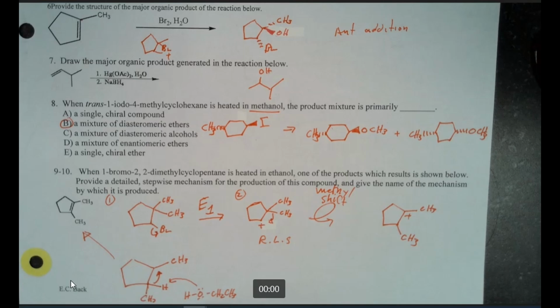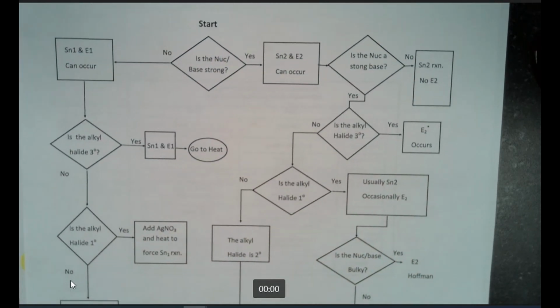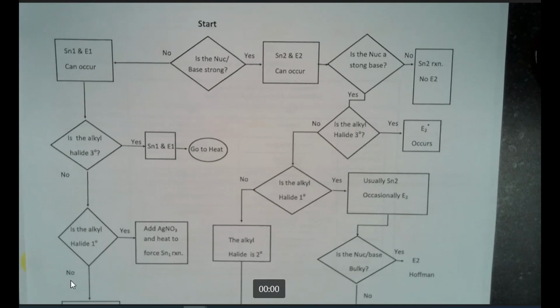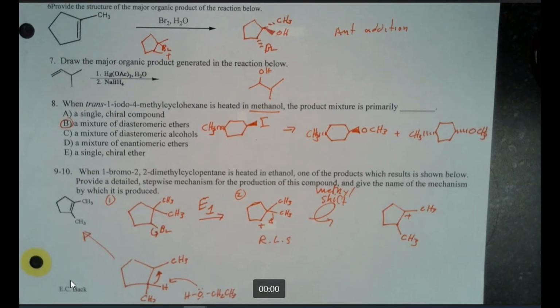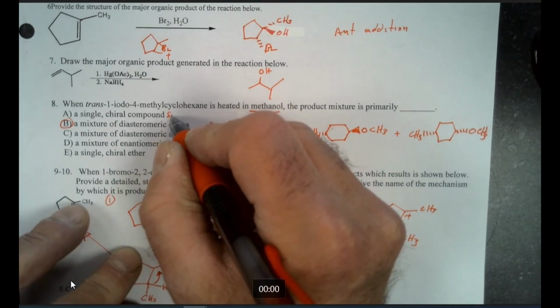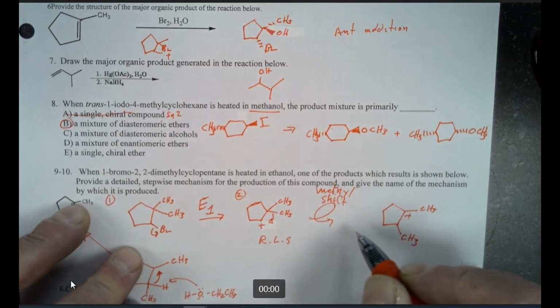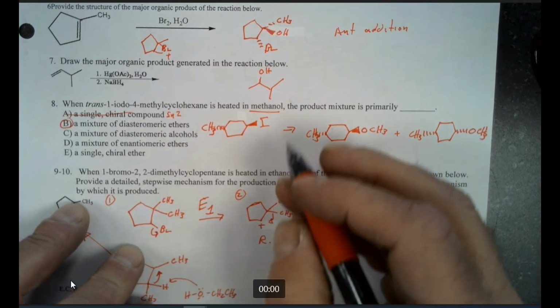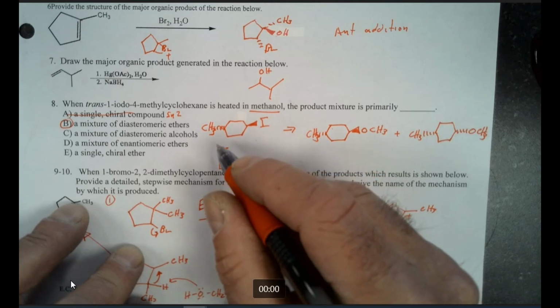When trans-1-iodo-4-methylcyclohexane is heated in methanol, the product mixture is primarily... let's just go through this for fun. Is the nuke base weak or strong? It's weak. Is the alkyl halide tertiary? No. Is it primary? It's secondary. So SN1, E1. Look through here. There's no E1 products listed. This would only be with SN2. Get rid of that.